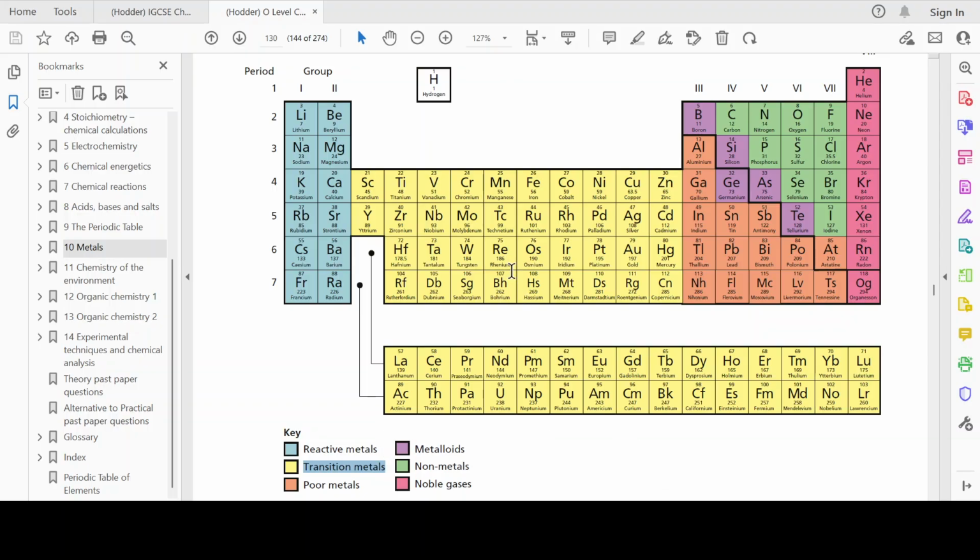Okay, and you've got some well-known ones over here, for example, titanium that you may have heard of, chromium, iron, cobalt, copper, zinc. Some of the metals that we do hear about: mercury, gold, silver. So some of the precious metals as well, they're all transition metals. Okay. So moving back.